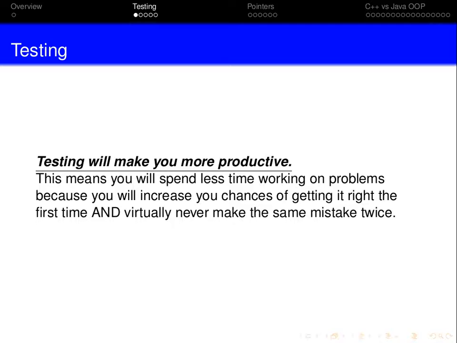All right, well, unfortunately, testing makes you more productive. That's the sad news, so you need to do it. It means you're actually going to spend less time on your problems if you actually write some of your tests. If you start having issues with the program, start writing some tests and put it like a battery of test cases and start running them. It's actually going to help you in the long run. Also, if you actually write your test first, it increases your chances of getting it done the right time. And virtually never make the same mistake twice.